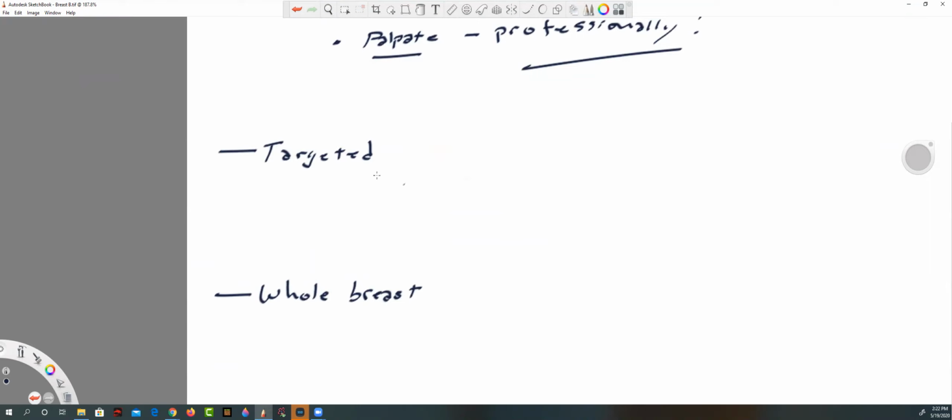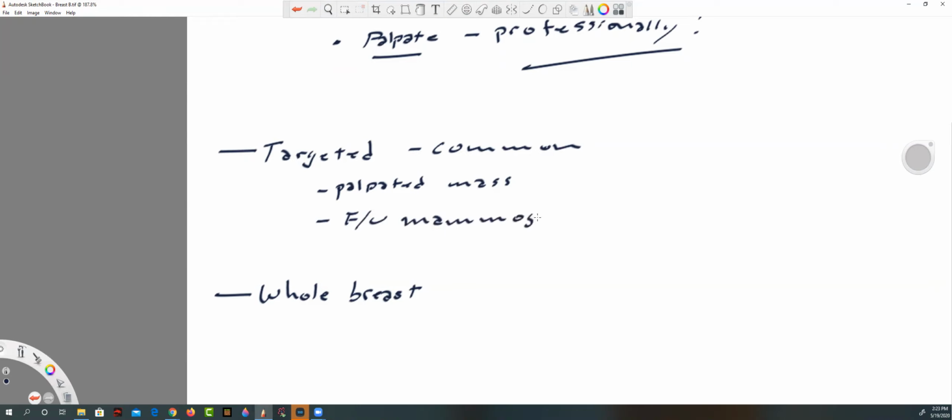Two types of exams. The targeted, this is the more common. This is because of a palpated mass or a follow-up on mammography. Let's see. That's pretty much it.